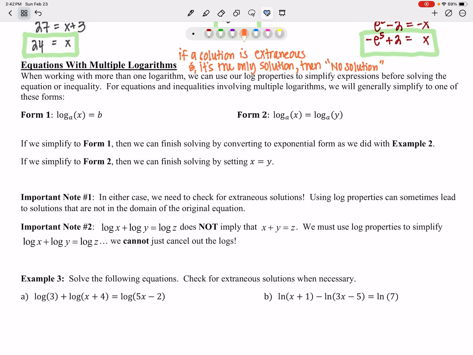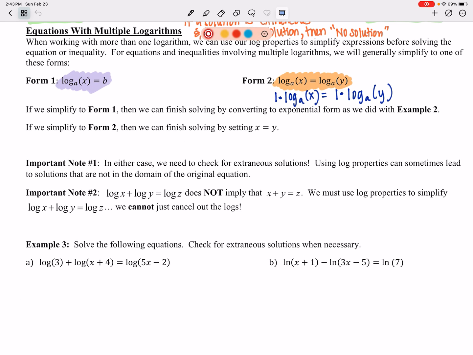In this video, we have equations with multiple logarithms. When you have an equation that has more than one logarithmic term, we're going to want to either get it into the form on the left, form number one, where you have a log equals a constant, or into the form on the right, where you have one logarithm equals one logarithm. And when I say one logarithm, I literally mean it has a coefficient of 1. So there's a coefficient of 1 in front of each logarithm, and there's only one logarithm on the left and only one logarithm on the right.